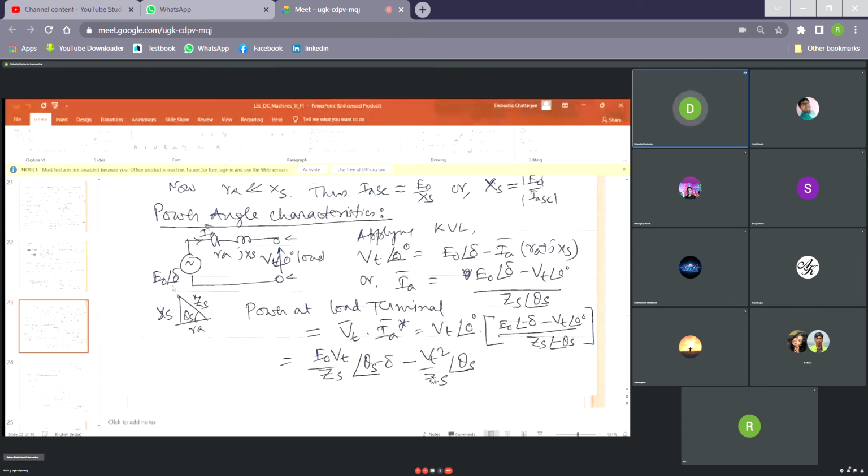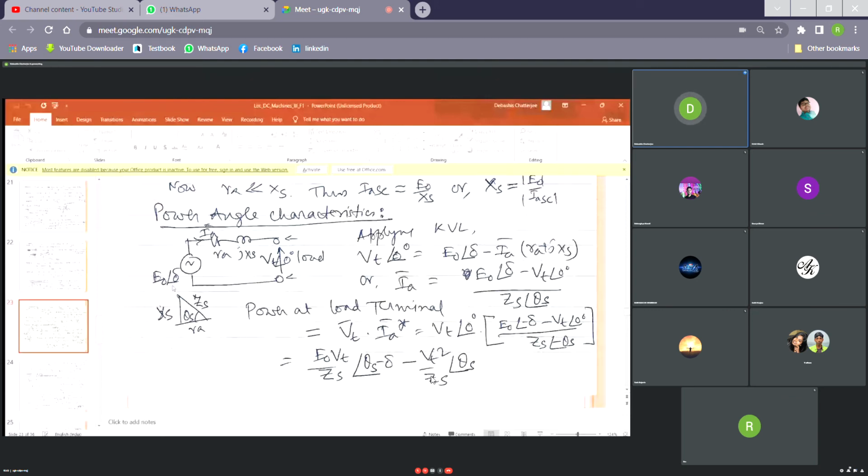But the thing is that if you take VT beta IA, that reactive power will be negative; the convention will be just a little different, but you can take the magnitude in there. Now, VT into IA conjugate: IA is here, IA conjugate is nothing but E minus delta minus VT 0, so you have ZS minus theta S. Now, if you multiply both of them, you get E0 VT by ZS angle theta S minus delta, and minus VT square by ZS. So this is the complex expression for total power, right?